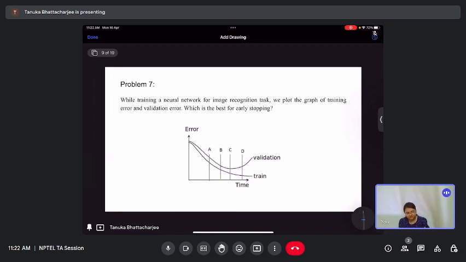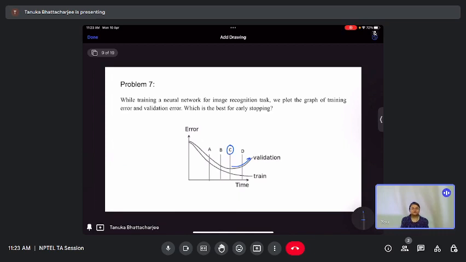So here C is the point where you have got the best validation error. After that your validation error starts increasing. That is the point where you should stop your training so that it does not overfit to the training data. So this is the point where we will do early stopping. This is the best suitable position to do that.